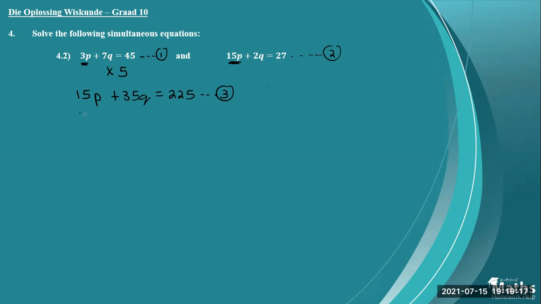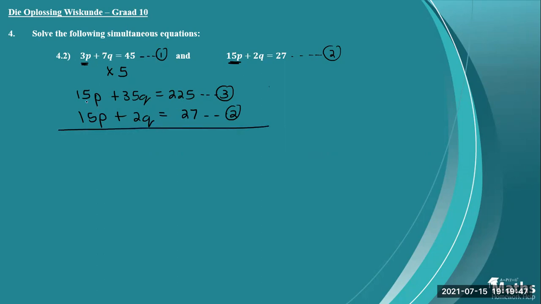Now, we're going to eliminate. So I'm going to write equation 2, this one, underneath equation 3. Very important that you make sure everything is in the right order, meaning that the p's are written first, like this first equation number 1, and then the q's, and then the whole numbers over the equal sign.